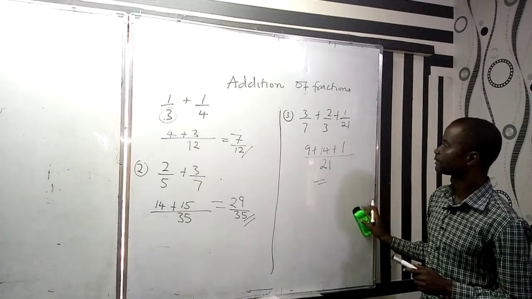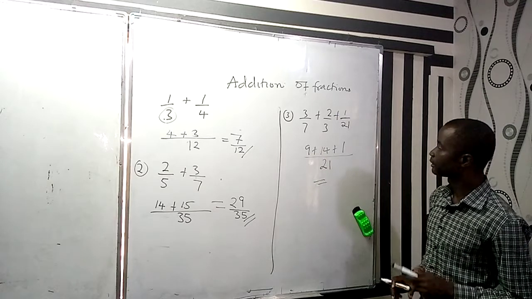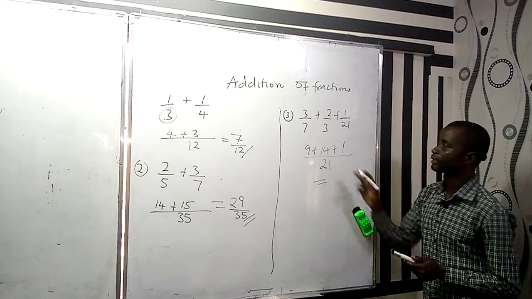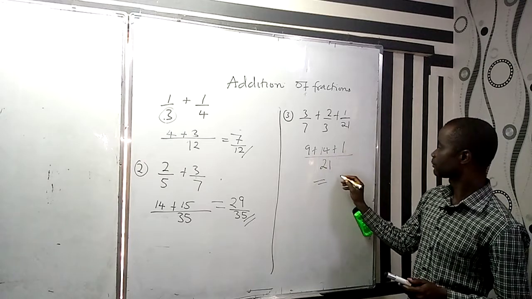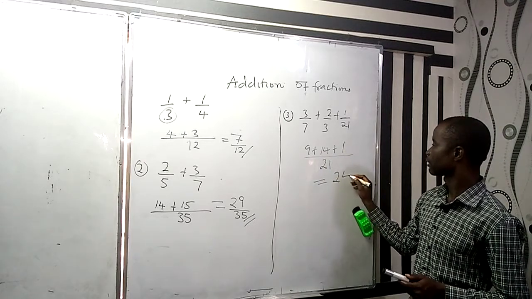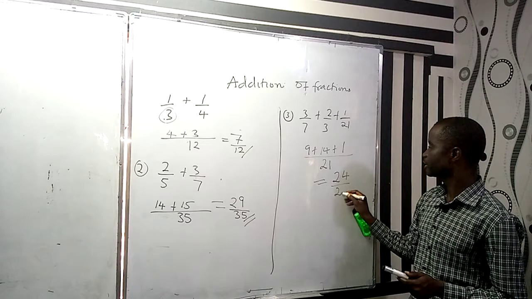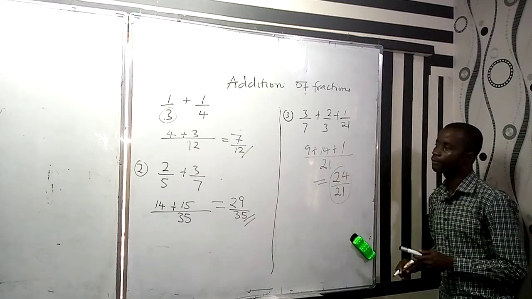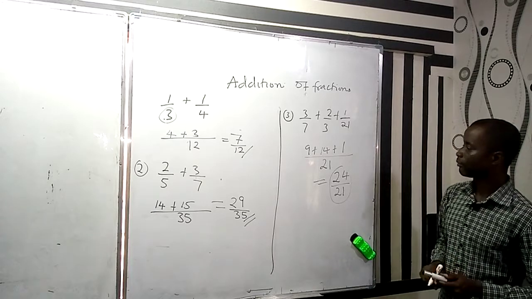And then you add 9 plus 14. 9 plus 14 is 23. 23 plus 1 is 24. Then we have 24 over 21. In this case, what we have is an improper fraction. What are you going to do?